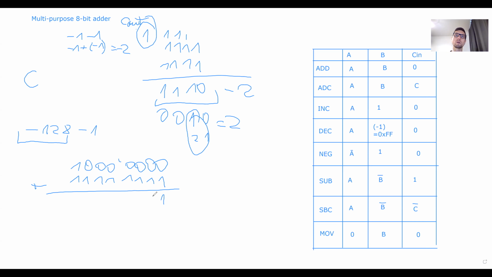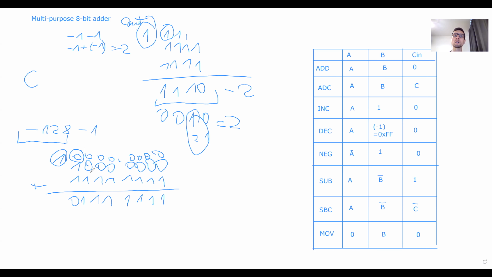So 0 and 1 is 1, 1, 1, 1, 1, 1, 1, and 1 plus 1 is 0, and carry out is 1. But the carry from previous positions was always 0. And so what people detected is when you add two negative numbers, carry out and carry to previous position, if they are the same, there's no overflow. If you added positive numbers, they would both be zeros. If you added two negative numbers, they're both ones.